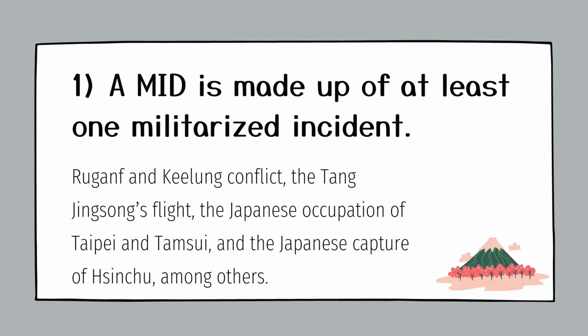In the case of the Japanese invasion of Taiwan, we have a lot of militarized incidents. Just to mention a few, we have the Rugang and Keelung conflict, the Tang Jingsong fight, the Japanese occupation of Taipei, the Japanese occupation of Tamsui, and the Japanese capture of Hsinchu, among others. So yes, in this case we have more than one militarized incident, way more than one.